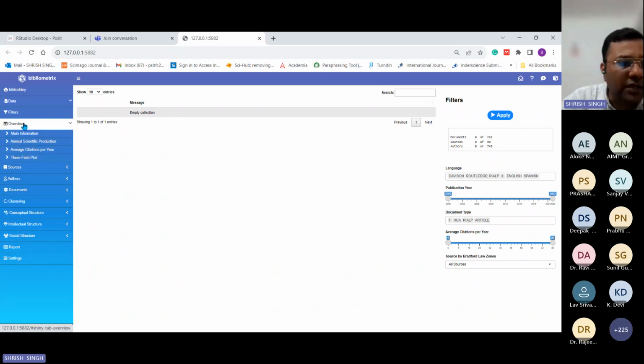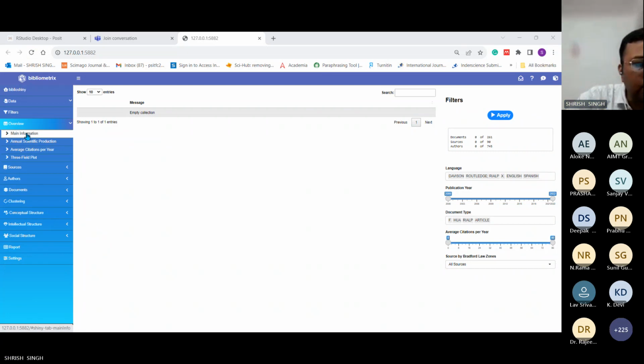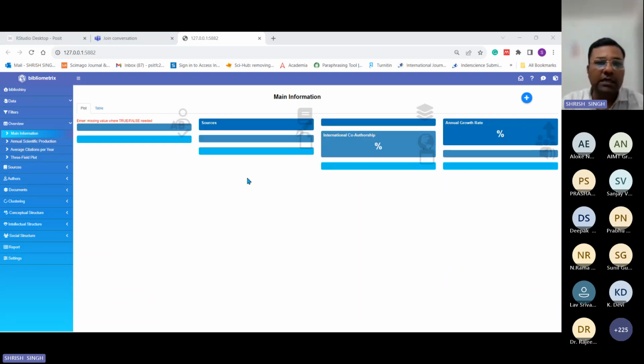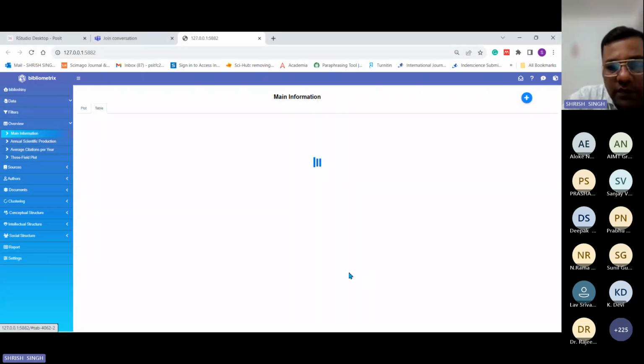Whenever you are clicking on the overview, you can find some options over here like main information. Most of the research papers are just indicating this main information. This is the beauty of this software. I think the net connectivity is there, missing values where true false means there is something wrong. Otherwise, this will be giving you the complete data.